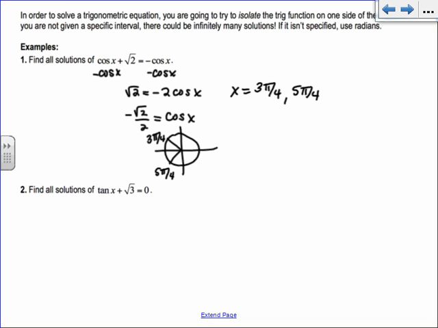Now I didn't tell you to do this in degrees or radians. So if I don't say that, assume that it's always radians between 0 and 2 pi. So that's what I wrote here. So if it isn't specified, use radians. Okay? All right, so number 2. So find all solutions of tangent of x equals root 3. We actually just did this one. I need to edit this problem. So this is saying tangent of x equals negative root 3.